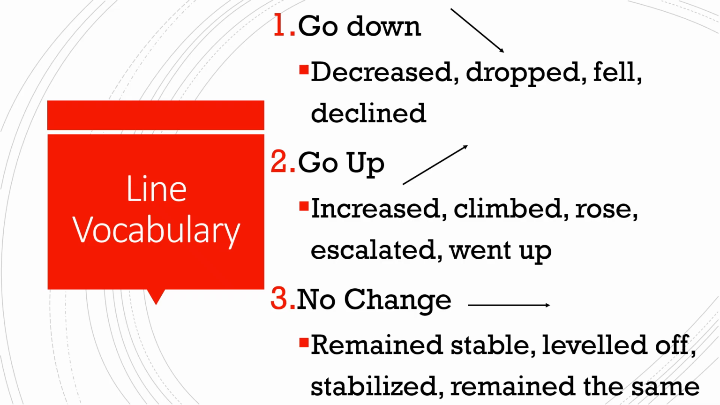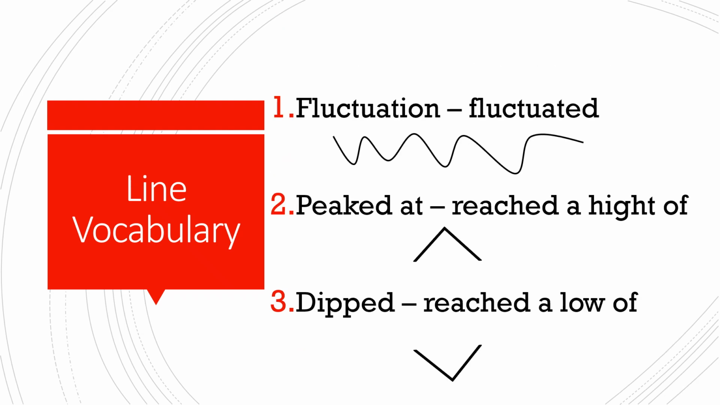If it goes up, you can write go up, increased, climbed, rose, escalated, went up. If there is no change and the line is straight, you will write remained stable, leveled off, stabilized, remained the same. And if there is a fluctuation, obviously you will write fluctuated. And at the peak, if it increased and then a sudden decrease at that point, that is called a peak that reached a height of. Similarly, vice versa, you would write dipped, reached a low of.